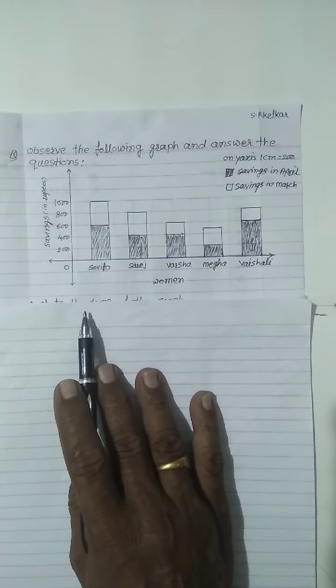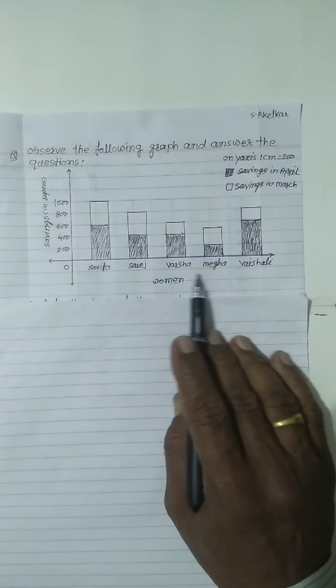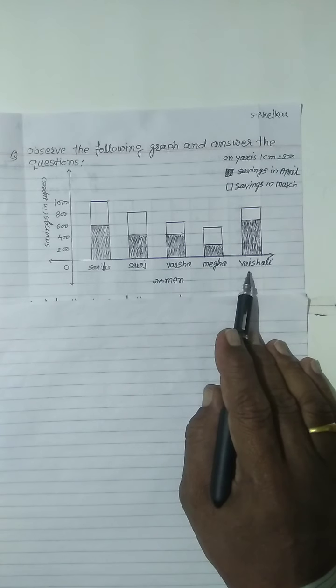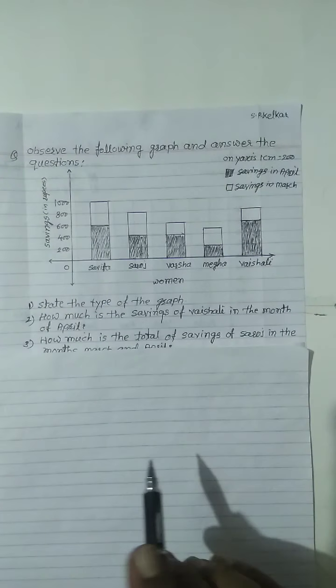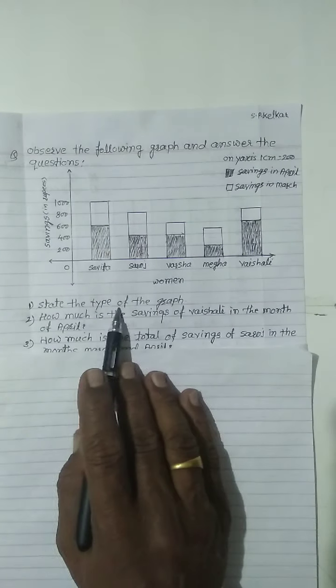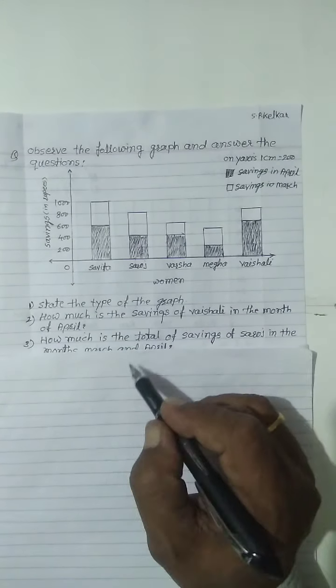Now these are the women: Savita, Saroj, Varsha, Megha and Vaishali. Now see the question. State the type of the graph, meaning which type of graph this is.